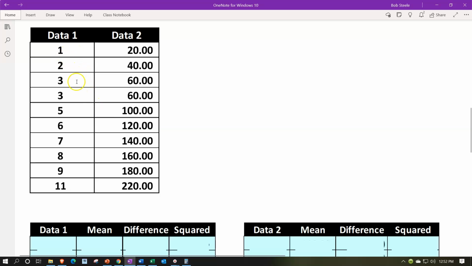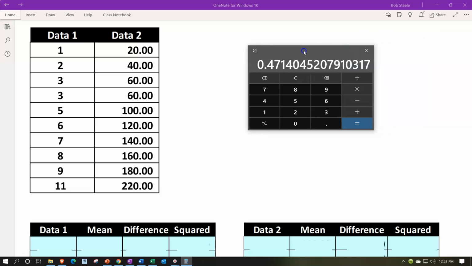First one: 1, 2, 3, 3, 5, 6, 7, 8, 9, 11. So it's not just 1 through 11. We got a couple repeating 3s here, and it skips 10 to 11. And then the second data set is 20, 40, 60, 60, 100, 120, 140, 160, 180, and 220. And so what we want to do is compare these 2 data sets with our analysis here.